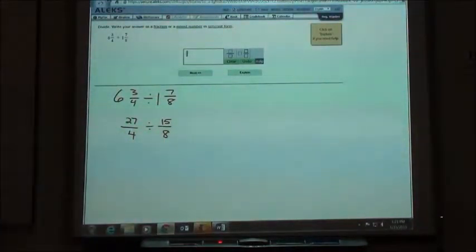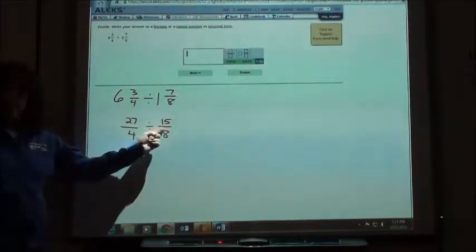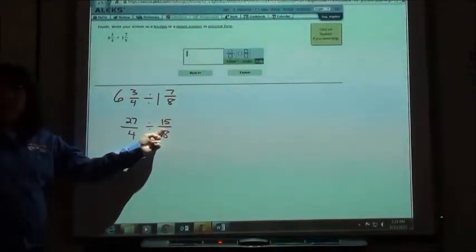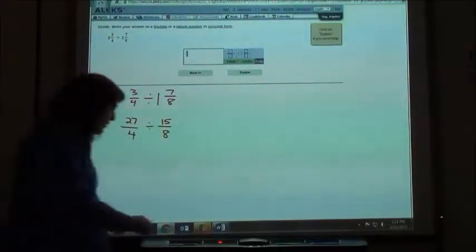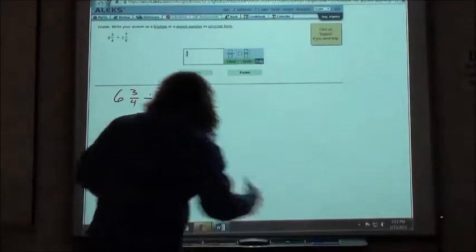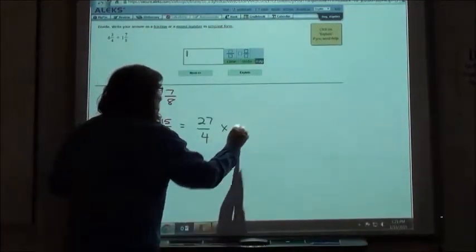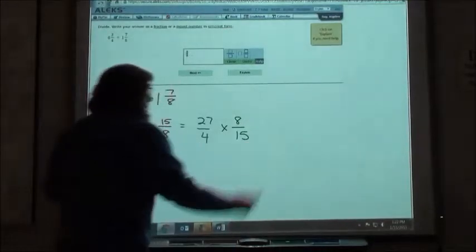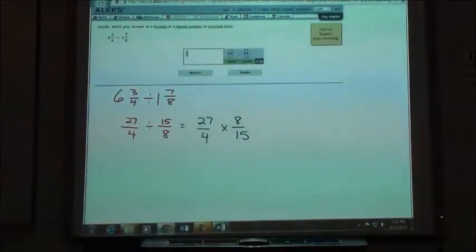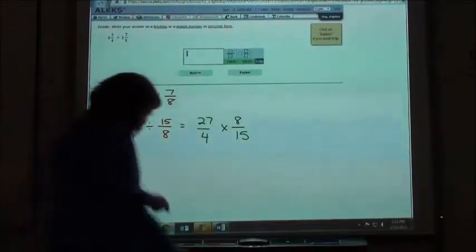Now that I have it written down as dividing fractions, we follow the rule for dividing. When we divide fractions, we invert that second fraction and multiply, right? Multiply by the reciprocal. So we change our problem into 27/4 times 8 over 15, right? We flip that second fraction. Then I look to see if I can reduce.